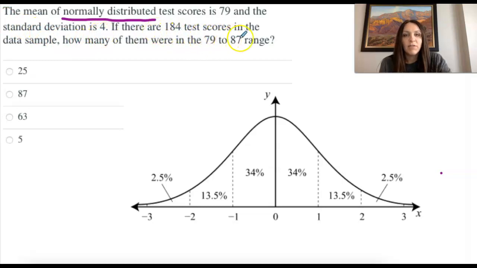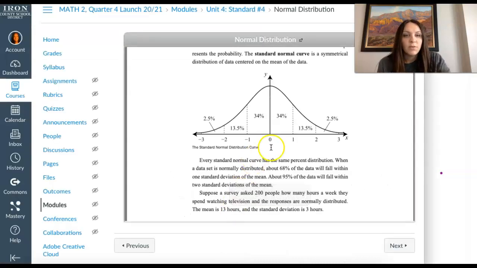If there are 184 test scores in the data sample, how many of them are in the 79 to 87 range? So here's a bell curve, and this 0 is the mean. And then the 1, 2, 3, -1, -2, -3, these are all standard deviations away from the mean. One standard deviation away from the mean has 34% of the data. 2 standard deviations away from the mean has 13.5%. And that goes positive and negative.